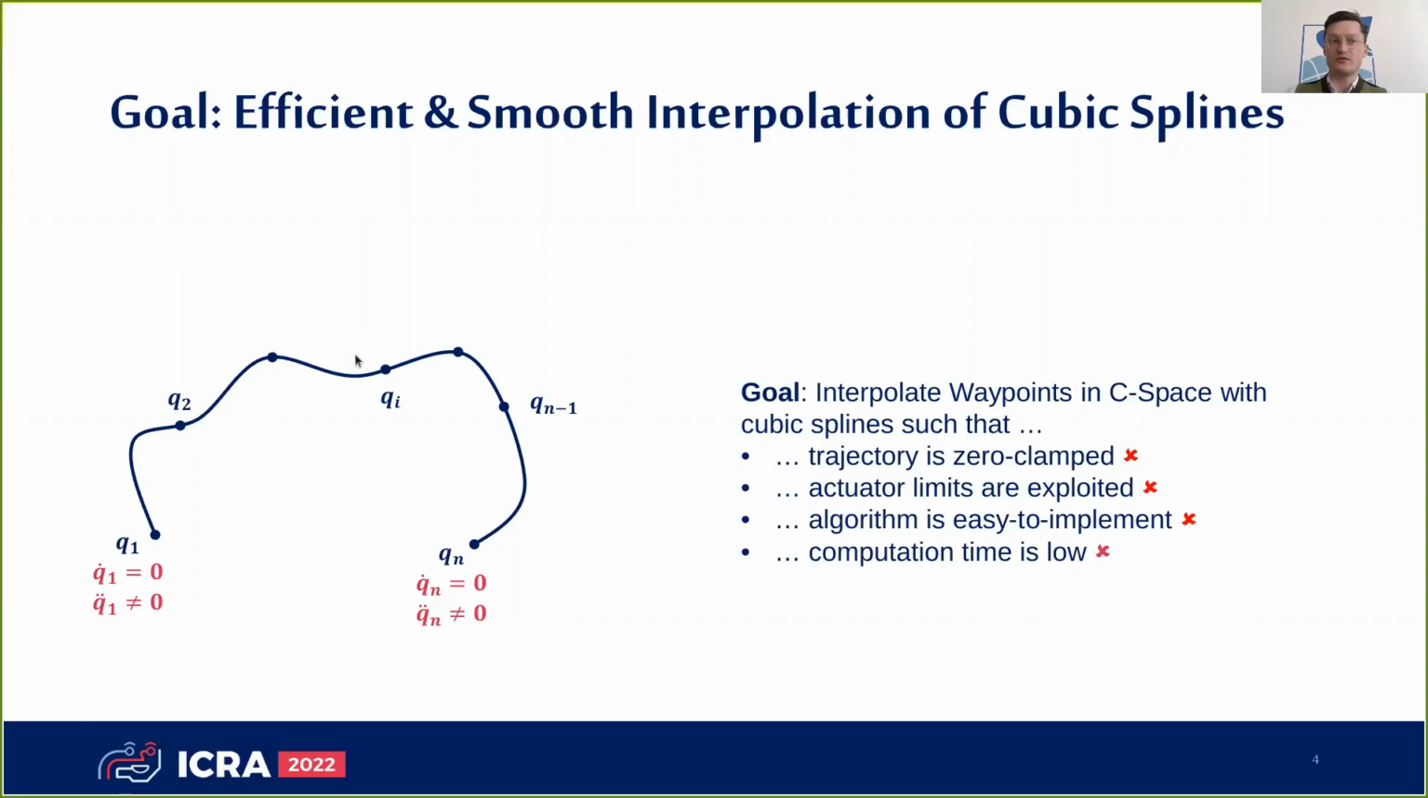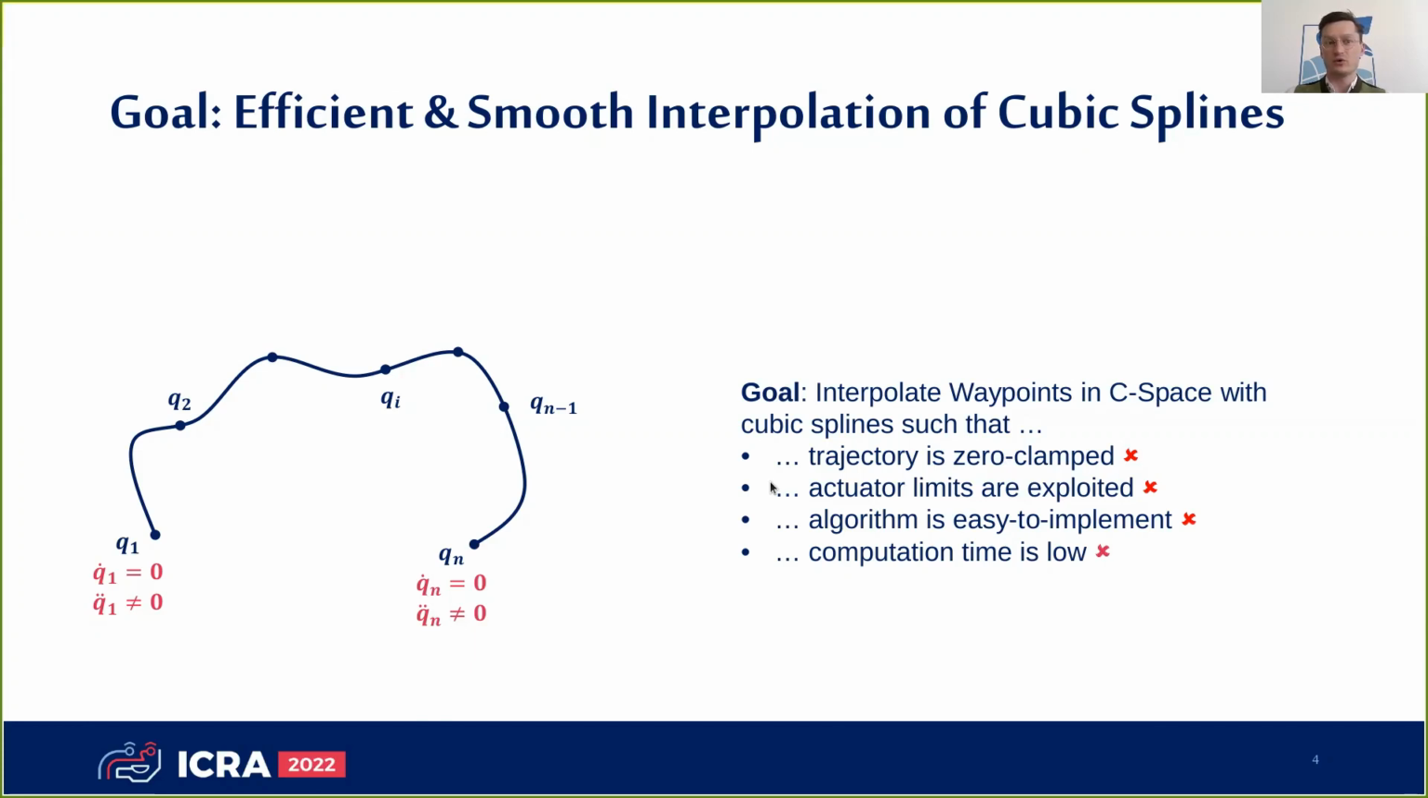We choose cubic splines for the interpolation because they are smooth by design and they provide an analytic description of the trajectory. The goal of our work is to interpolate waypoints in C-space with cubic splines such that the trajectory is zero-clamped. Zero-clamped means that both the velocities and accelerations can be set to zero at start and goal. This is not the case with cubic splines by default.